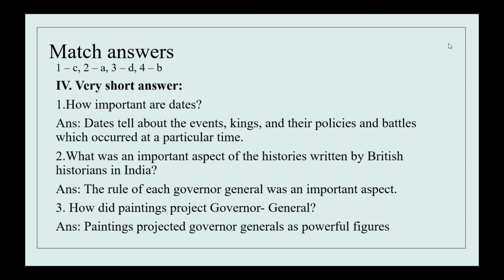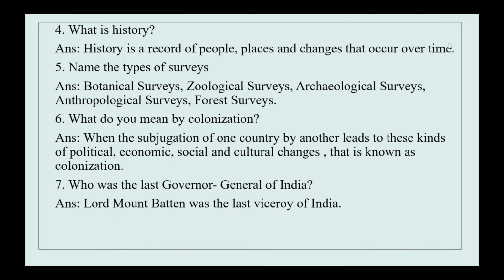The third question is, how did paintings project governor generals? Paintings projected governor generals as powerful figures. Okay, fine. The fourth question is, what is history? History is a record of people, places and changes that occur over time.